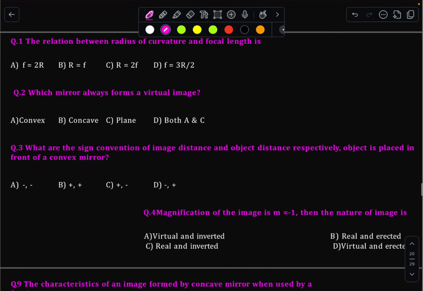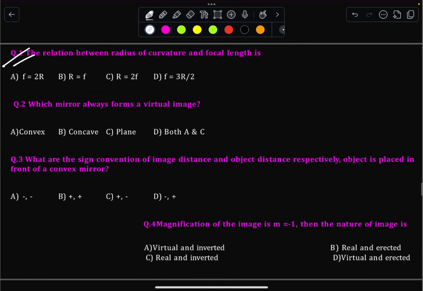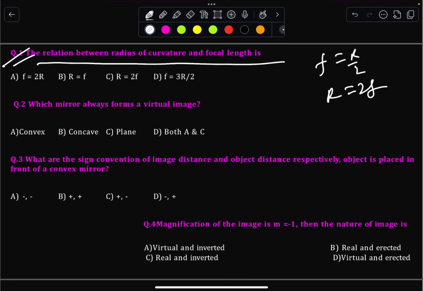Now there are some very important questions which have come in your PYQ also. First, the relation between radius of curvature and focal length: f equals R by 2, or R equals 2f. Now see which option is correct. Which mirror always forms a virtual image? A concave mirror forms a virtual image also, but not always, only in one case, when the object lies between the focus and pole. So a convex mirror always forms a virtual image. So convex will be the right answer.